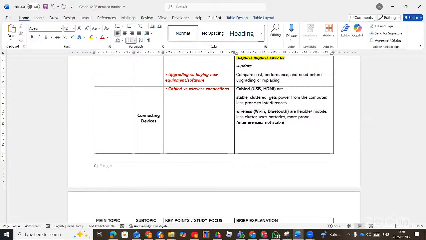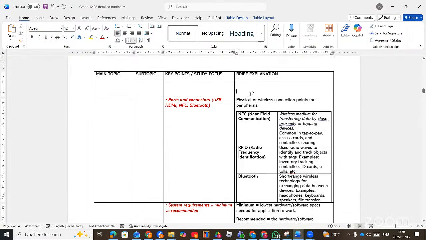And now this one, we are talking about wireless devices. It can be different wireless devices or cable devices. Like for instance, wireless mouse, wireless speaker, wireless projector. They can be specific also, but then the advantages and disadvantages are the same. Right.